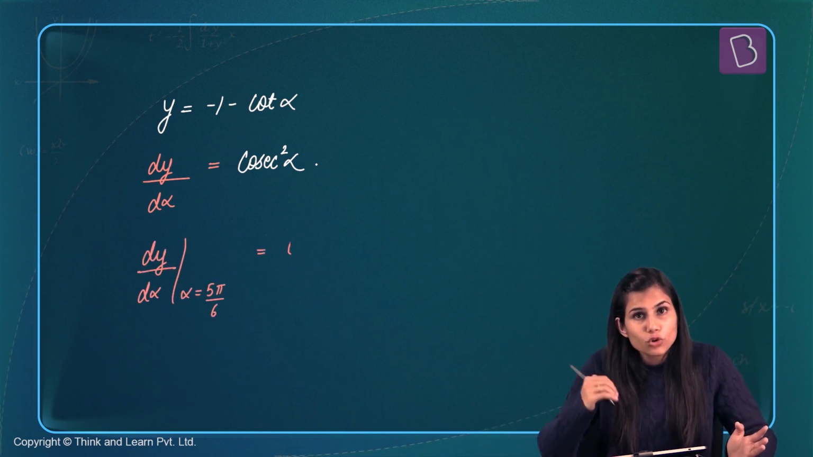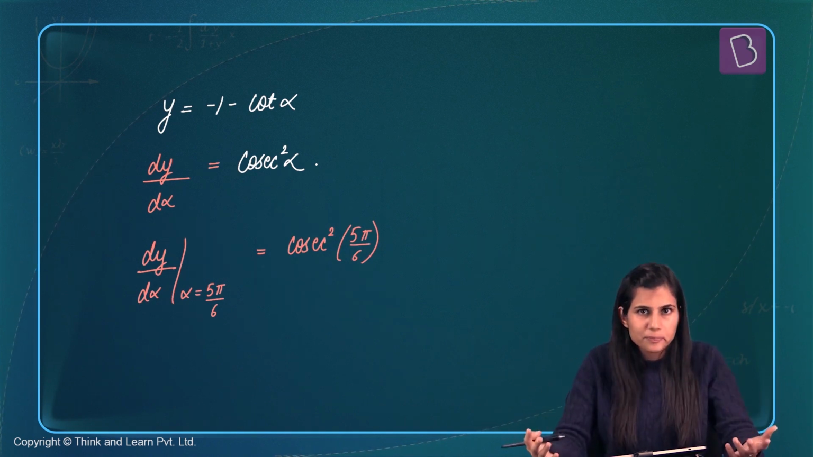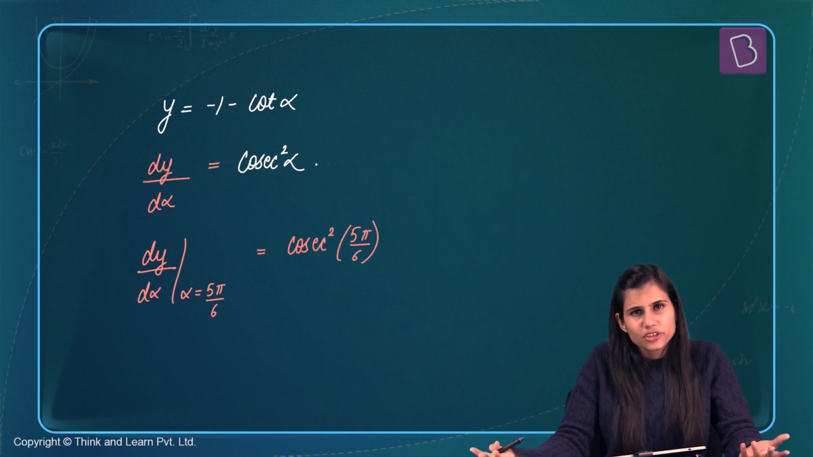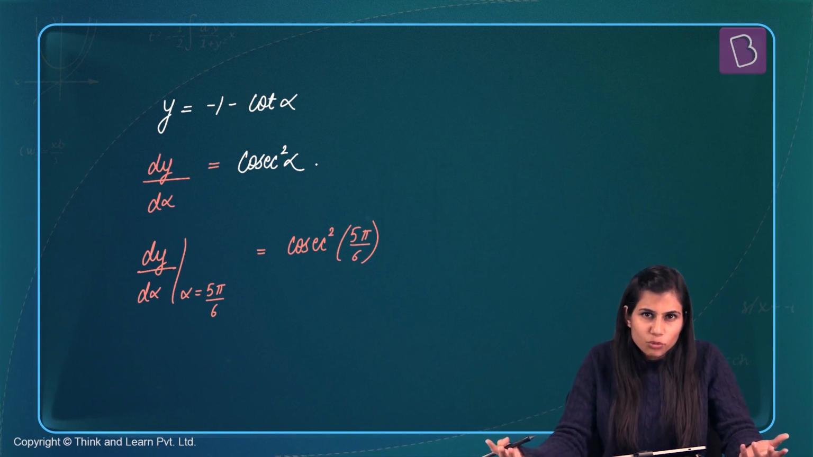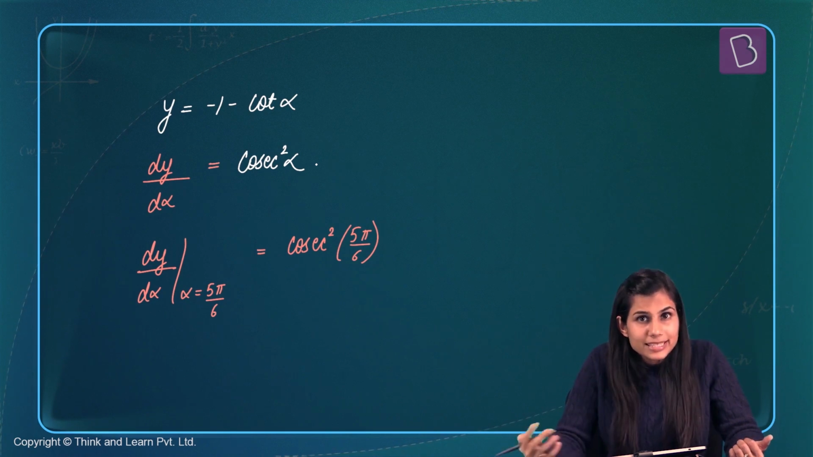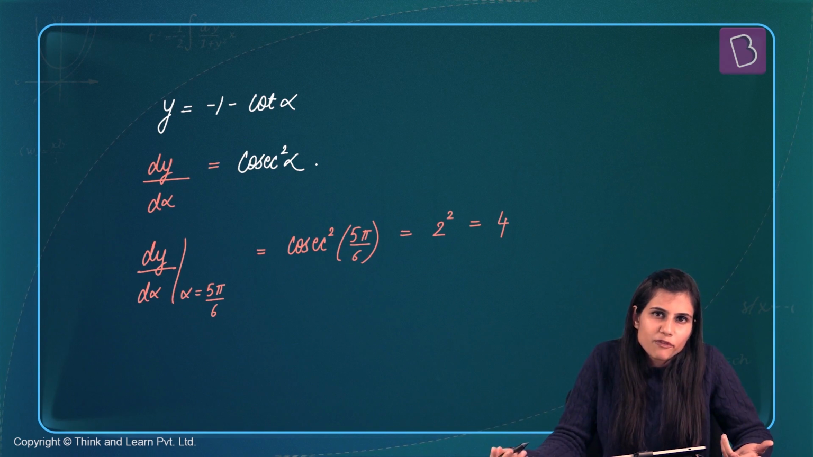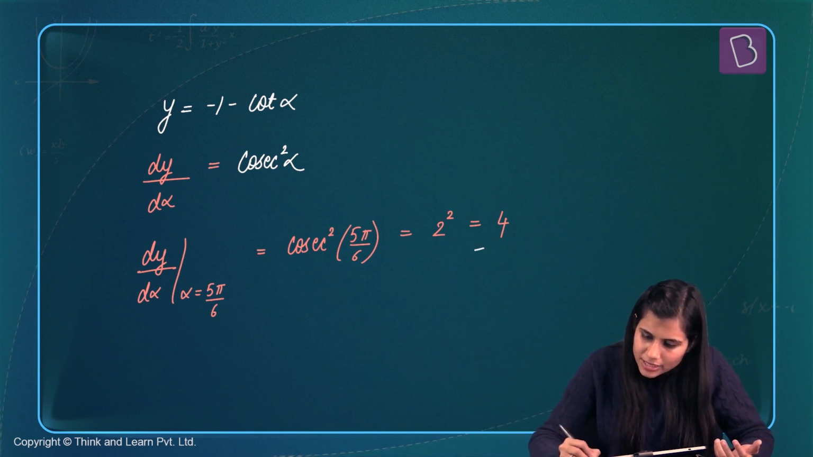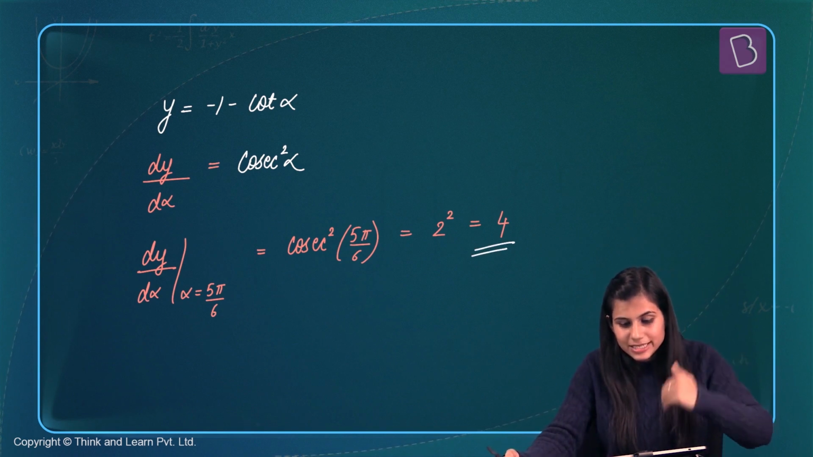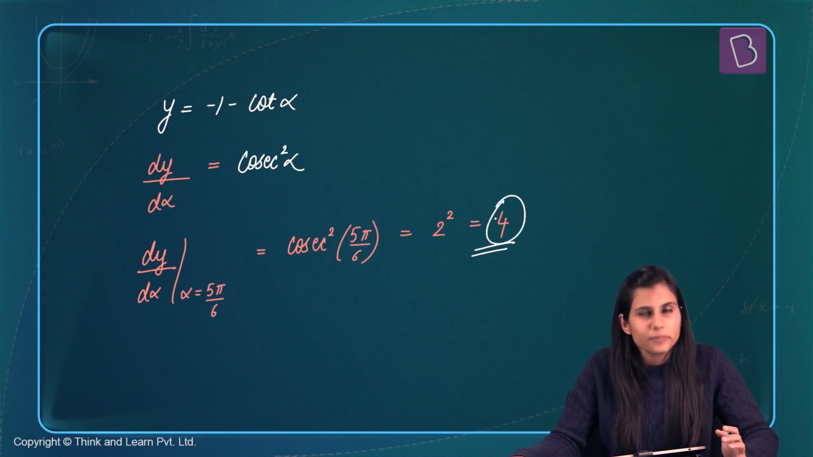So we have to find out cosec square of 5 pi by 6, that means cosec of 5 pi by 6 whole square. Cosec of 5 pi by 6, you know, come on, all these trigonometric rules and identities that you've learned, that cosec of 5 pi by 6 is equal to 2, and therefore its square is going to be a simple 4, and that is how you get the answer of this particular question, that is dy by dx at alpha equals 5 pi by 6 to be equal to 4. That's your answer.